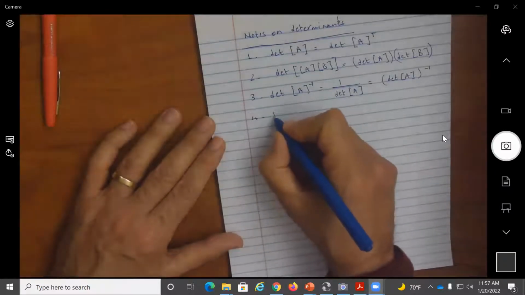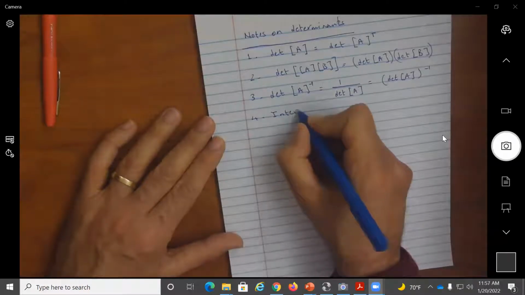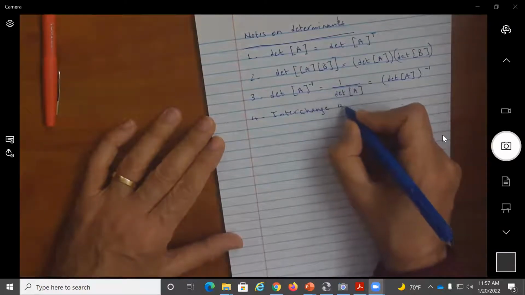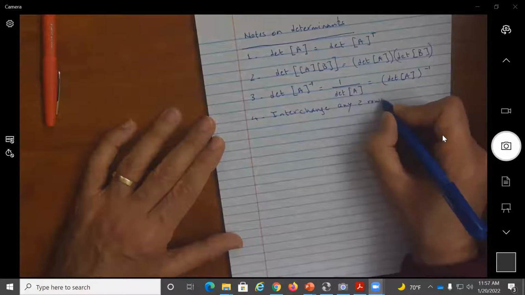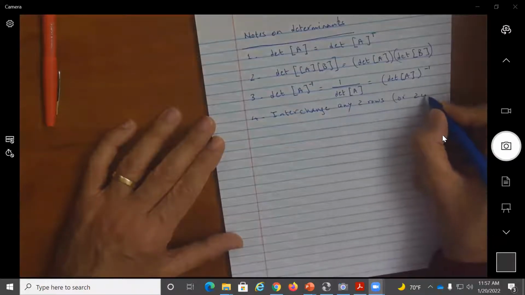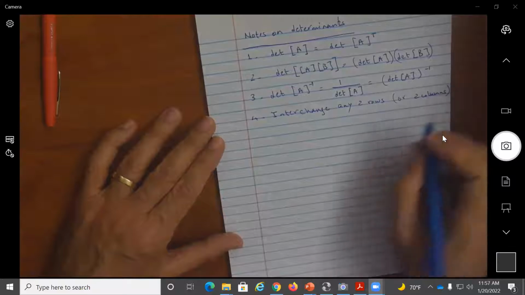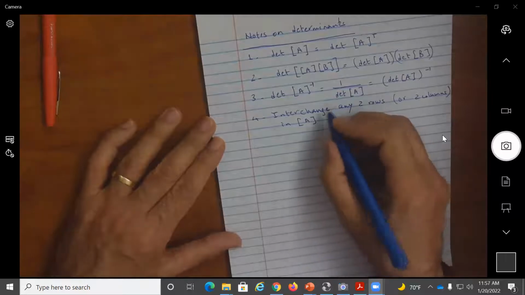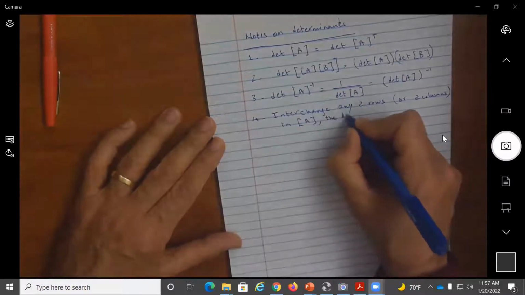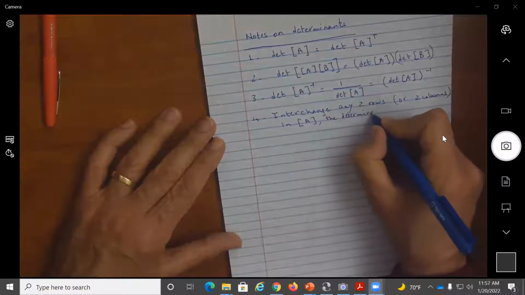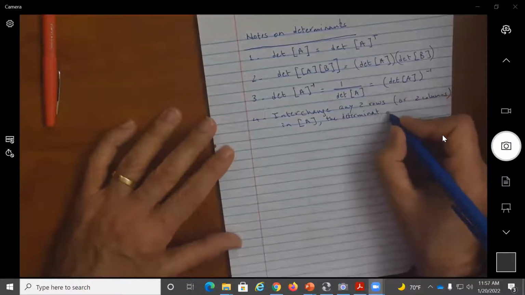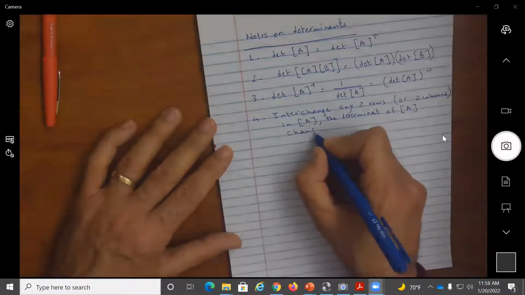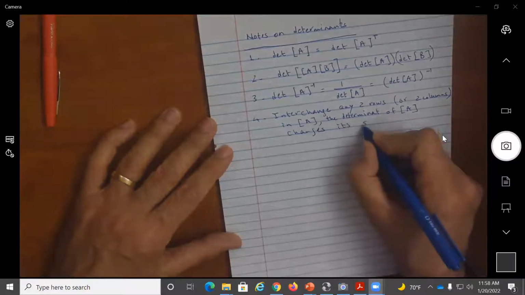Number 4, if you interchange any two rows or two columns in the matrix A, the determinant of A changes its sign.